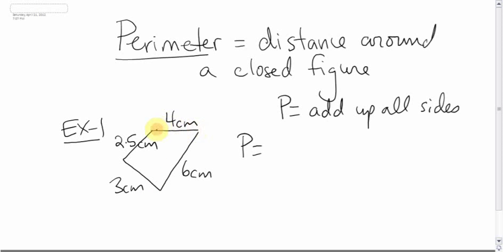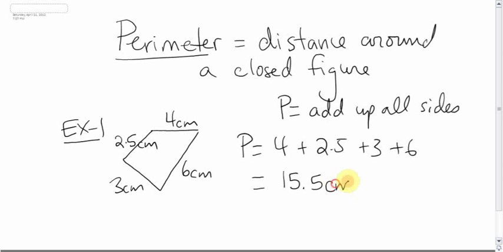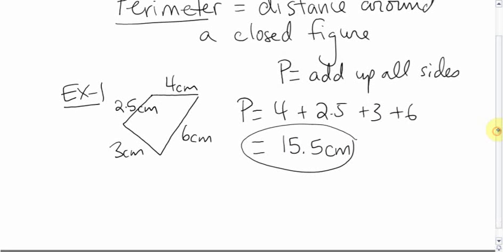So 4 plus 2.5 plus 3 plus 6. You add it all up, you should get 15.5. Don't forget the units, centimeters. Done. That's all you gotta do. So if I say show work, that's what I mean. All the numbers and then the answer, correct units, preferably the answer circled.